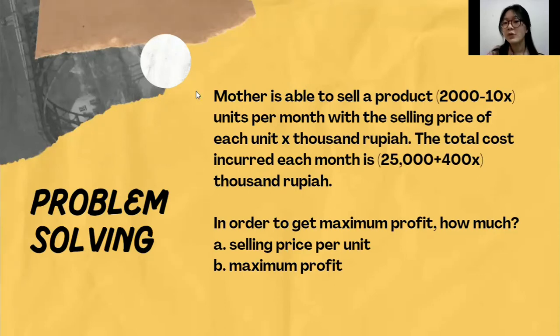Let's say we have a mom who is able to sell a product of 2,000 minus 10x units per month with the selling price of each unit x thousand rupiahs. The total cost incurred in each month is 25,000 plus 400x thousand rupiahs. Mind you, it is in 1,000 rupiahs. In order to get maximum profit, how much is the selling price per unit and the maximum profit?